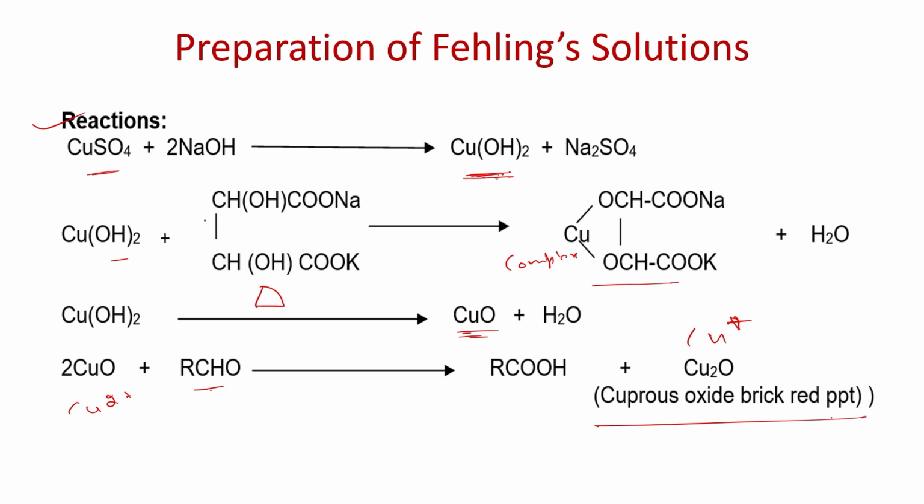And then when you heat this soluble cupric hydroxide, you will have cupric oxide, and this cupric oxide is reduced by the reducing sugar to cuprous oxide, which is brick red in color, at the end point of the titration.